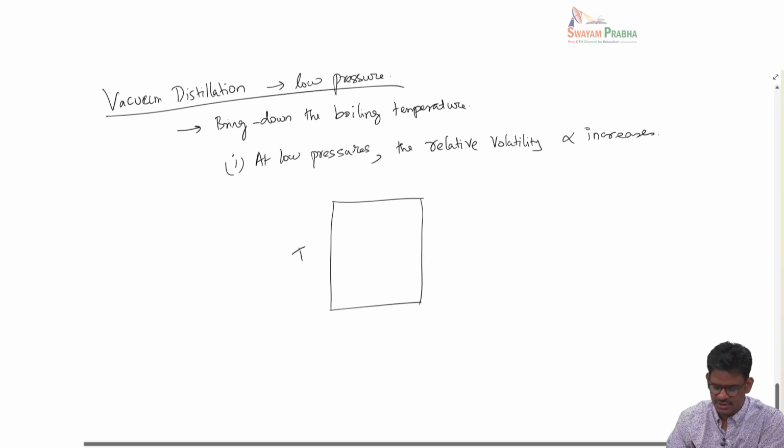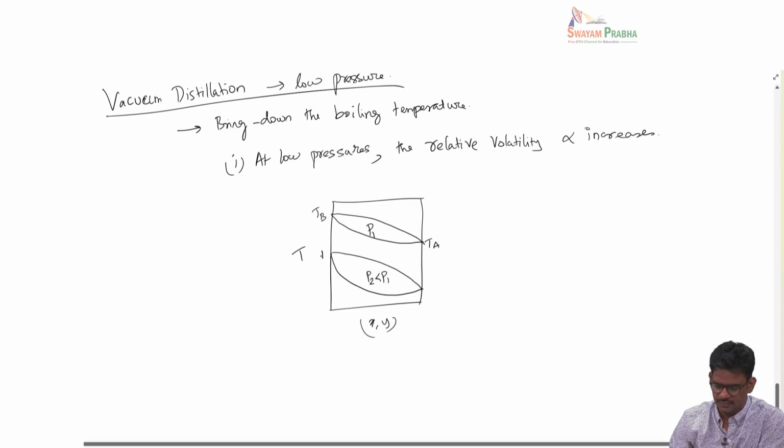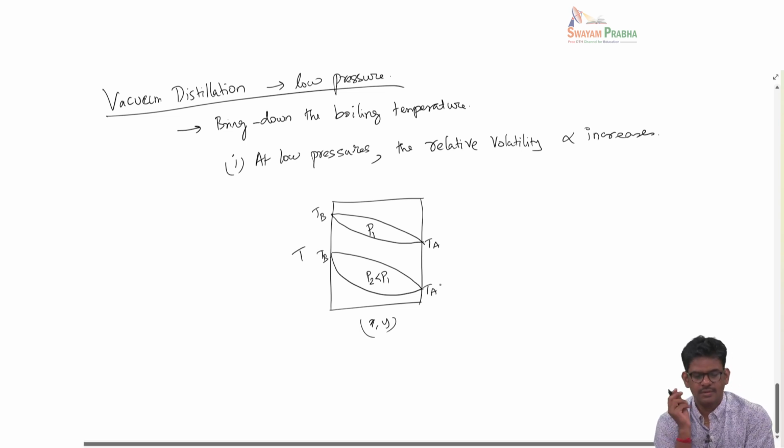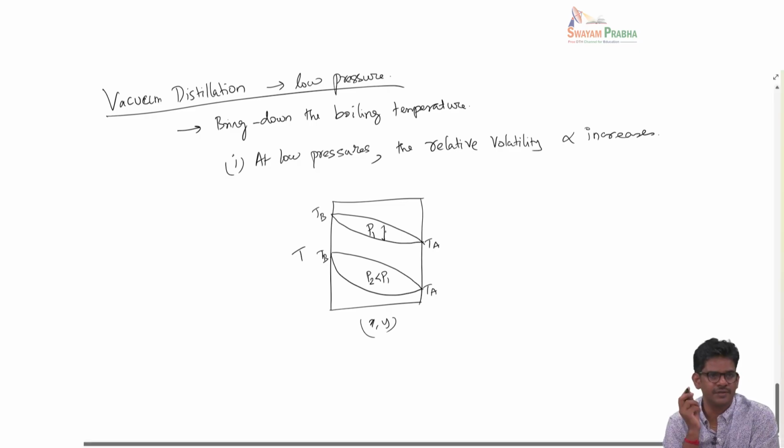Suppose this is the TXY diagram, and this is TB and this is TA, let's say for some pressure P1. Now when you reduce the operating pressure, you will see that this curve moves down something like this, where P2 is less than P1. So by reducing the operating pressure, we have achieved two things. One is we have reduced the boiling points of the pure species as well as the mixture, and also if you look at the separation of the XY curves, you see that it broadens.